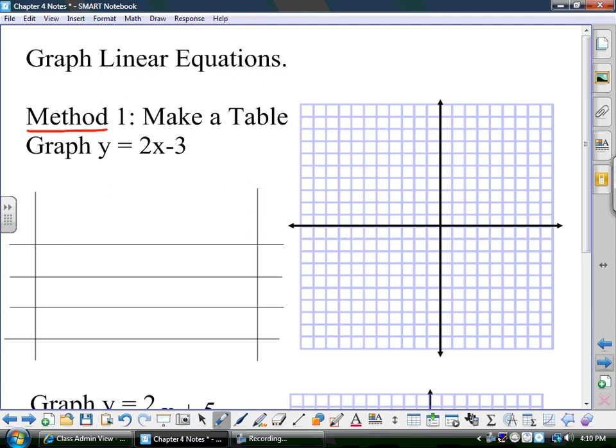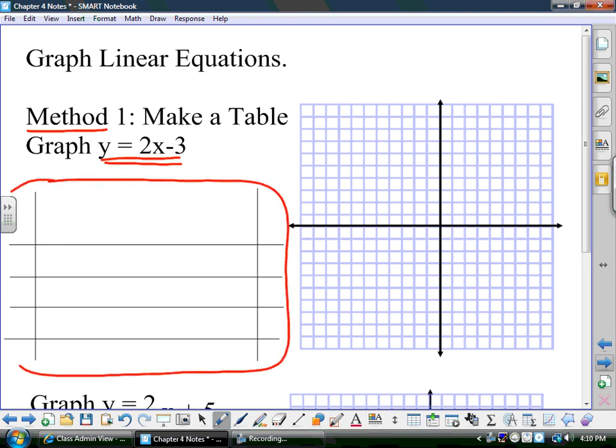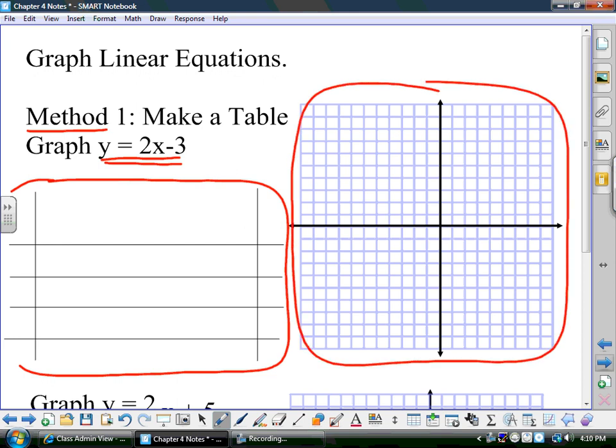Take a minute to copy down the equation that we're going to graph. Make a table that looks like this. And make yourself a graph so that you can graph the points with me. Pause the video while you write those 3 things down, and then we'll work on this one together.